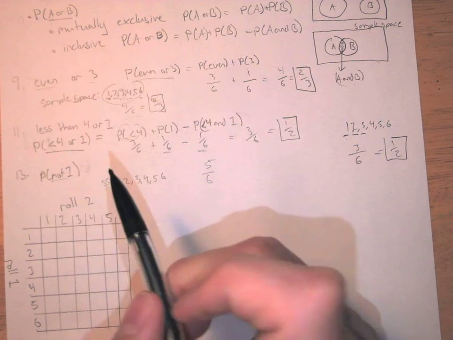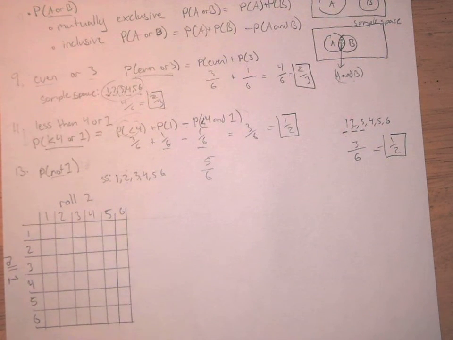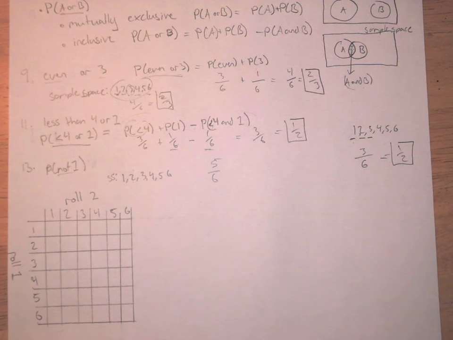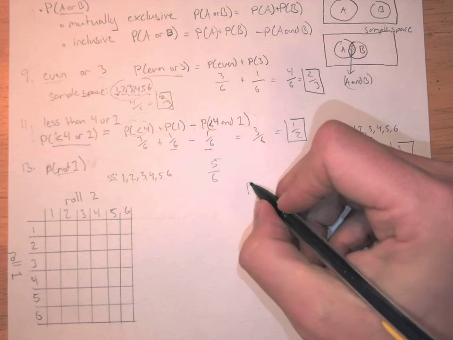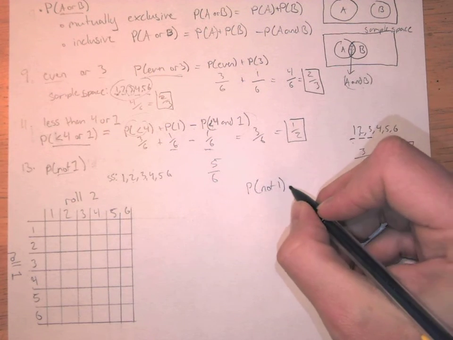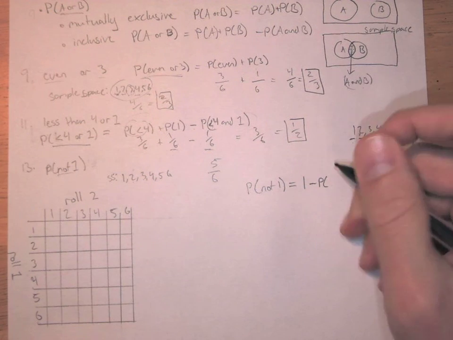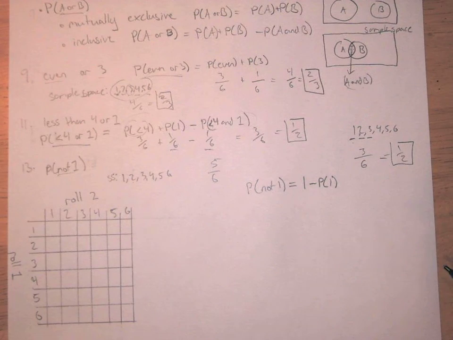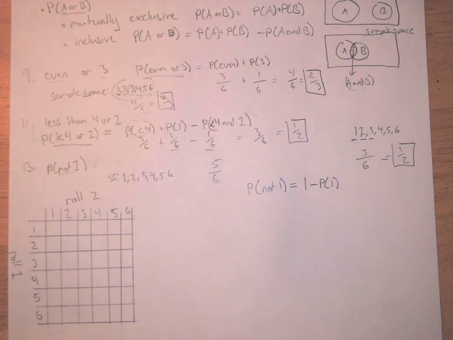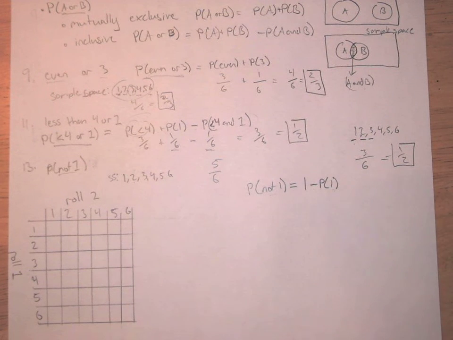Notice, though, that the probability of not 1 is the complement of the probability of getting a 1, right? It's the opposite. So the probability of not 1 is equal to 1, or 100%, minus the probability of getting a 1, because this is basically the complement of this. Getting a 1 and not getting a 1 are complements of each other.